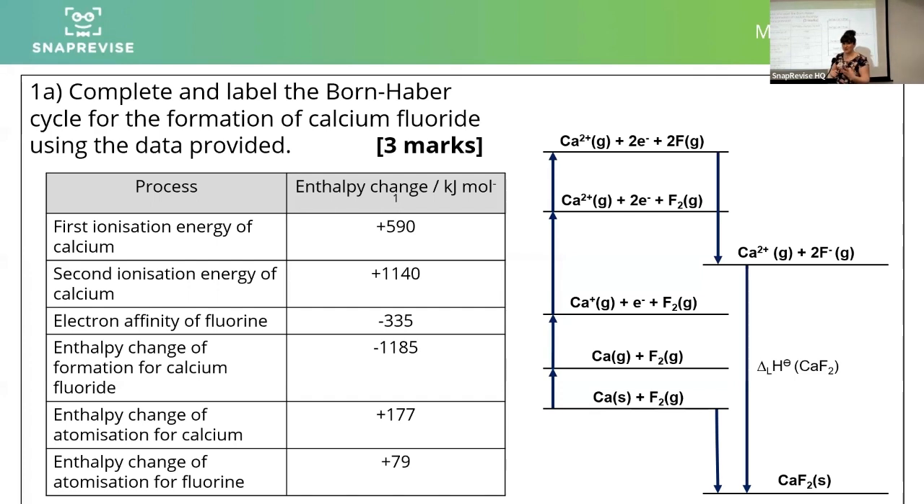Again, you need to know your definitions. If you don't know your definitions well enough, it's so difficult to construct a Born-Haber cycle. So all you have to do is make sure you know those definitions perfectly.